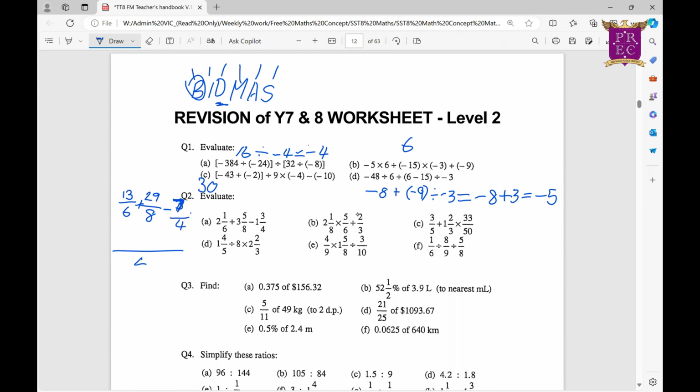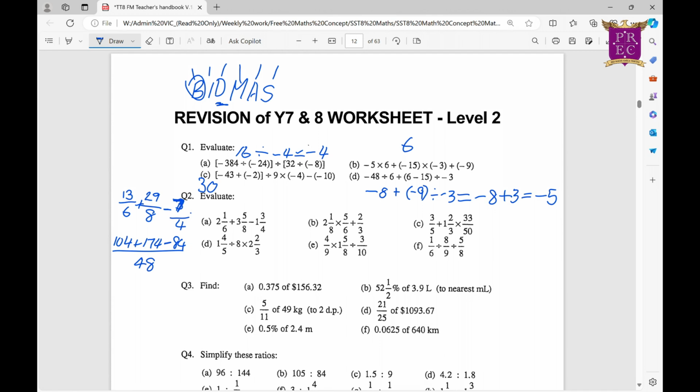13 times what is 48? Sorry, not 13, 6 times what is 48? 8, so we do 13 times 8. So 13 times 8 gives us 104. 8 times 6 is 48, so we do 29 times 6, which gives us 174, and minus 7 times 12. You guys know 7 times 12 is 84. You guys should know your 12 times table. And then we just do the calculation for this.